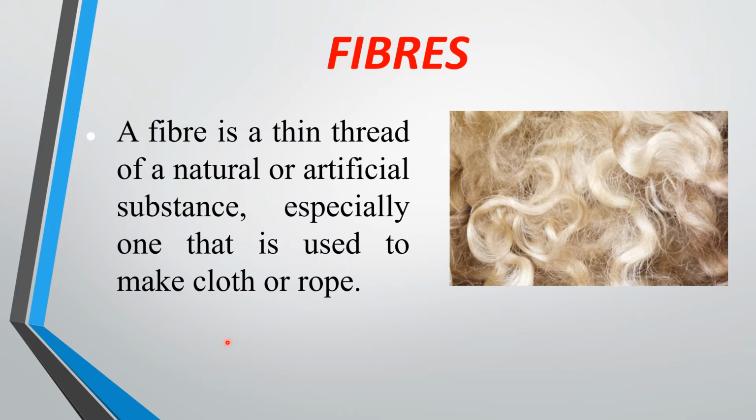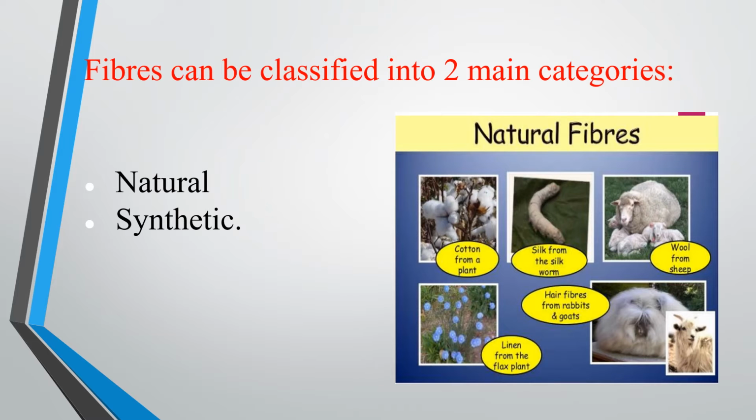We all know fibers, as we have discussed just now, are thin strands, and these fibers will later be spun into yarn. That yarn can be either woven or knitted in order to make cloth, or it can be spun further in order to make rope. And now let us discuss what the sources of fibers are.